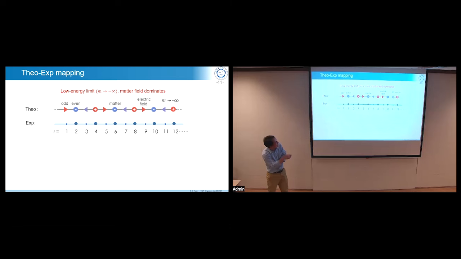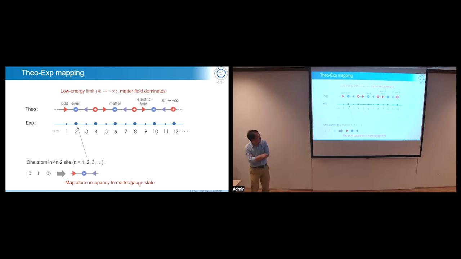Every four sites, we have a plus matter, and every four sites, we have a negative matter. Two and six are negative. We encode the matter on these sites. We also encode here the mapping of the electric field, the matter, the electric field. But this site will be changed. You see, this site, the electric field changes as well.